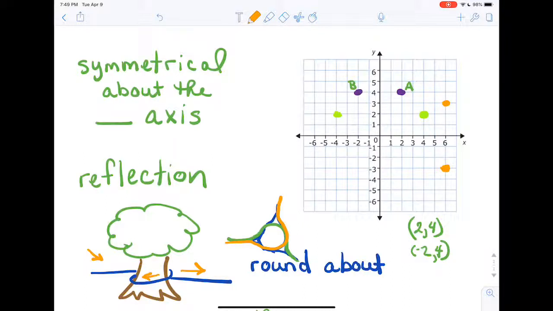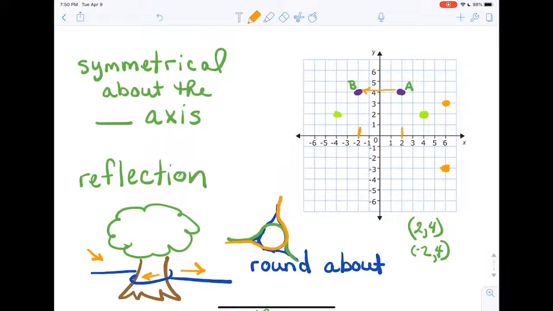So this is what happens with our axis. Our point goes around the axis to the other side, and it's right across the axis the other way. So here A is at 2, and over here B is at -2. We say that they're around the y-axis because they're both the same. They're both at the 4 on the y-axis, so they're around the y-axis.